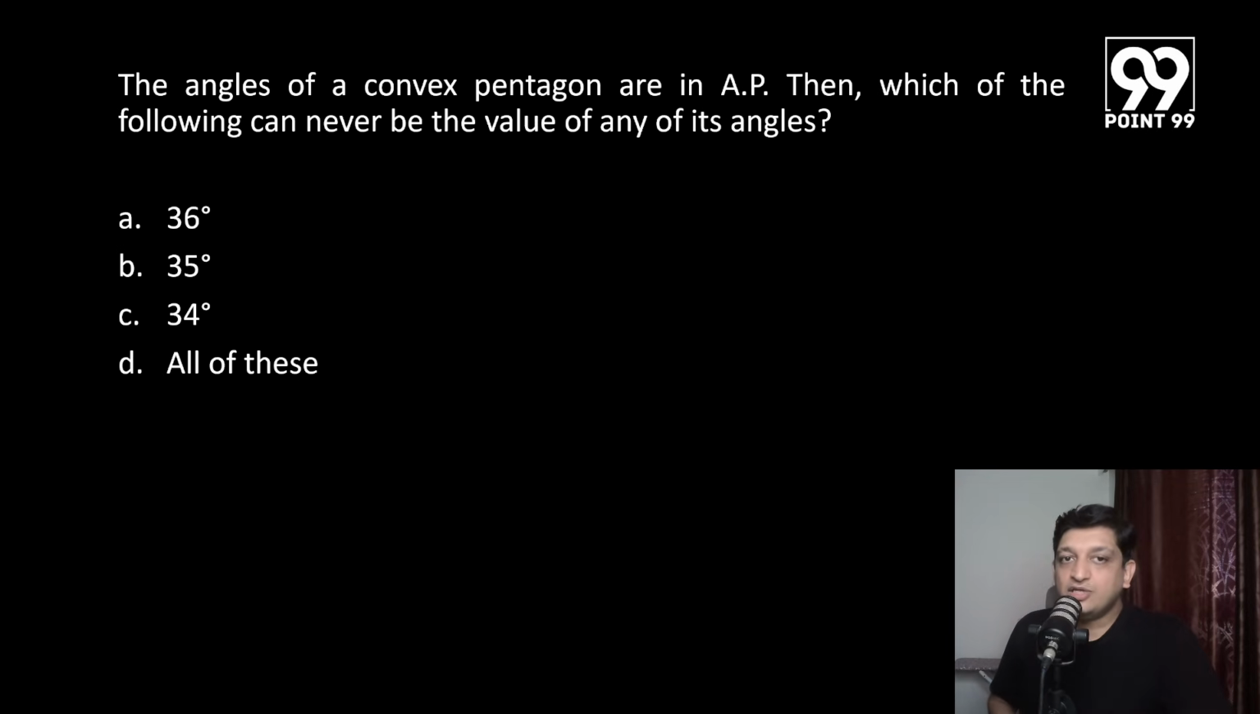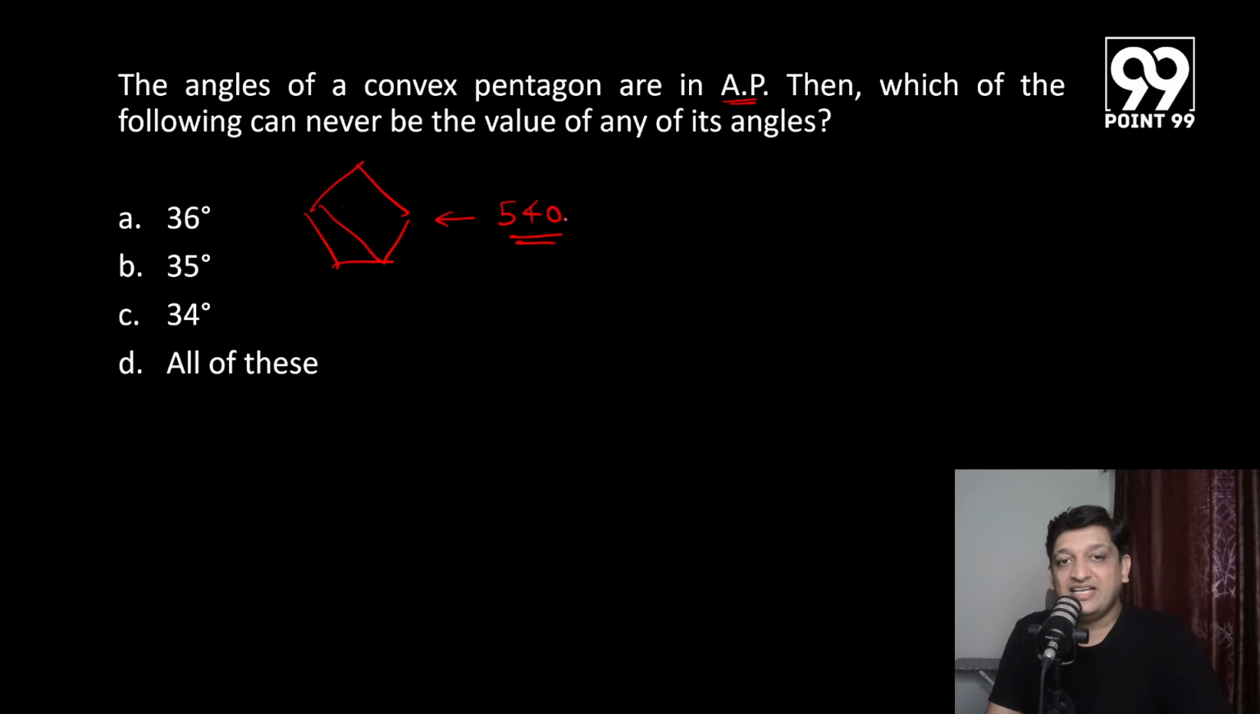Now, the angles of a convex pentagon are in an AP. Now, pentagon and convex basically means that no angle will be greater than 180 degrees. So something like this is what we're looking at. Now, they are in an arithmetic progression. So by now, if you know that if I have 5 angles and they form a pentagon, the sum of these angles should be equal to 360 plus 180, that is 540.